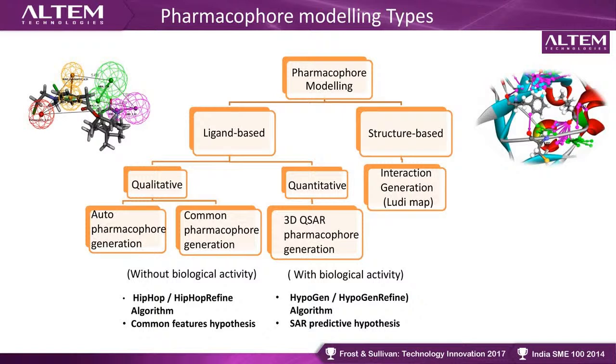We have autopharmacophore generation and chemophore generation, which work very well with the HipHop and HipHop Refine algorithms. Of course, that's why they work with the common feature hypothesis. The other way around, quantitative means we have some quantities, in terms of biological activity. Here we have HypoGen and HypoGen Refinement algorithms in BIOVIA Discovery Studio, and it works well with the SAR prediction hypothesis.